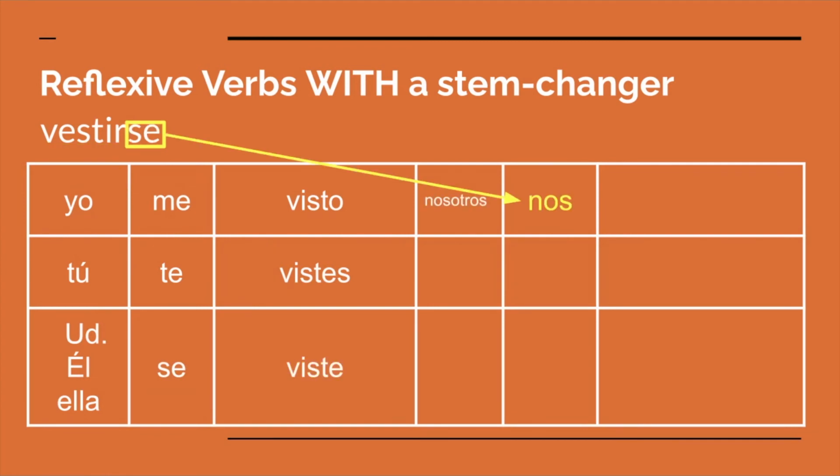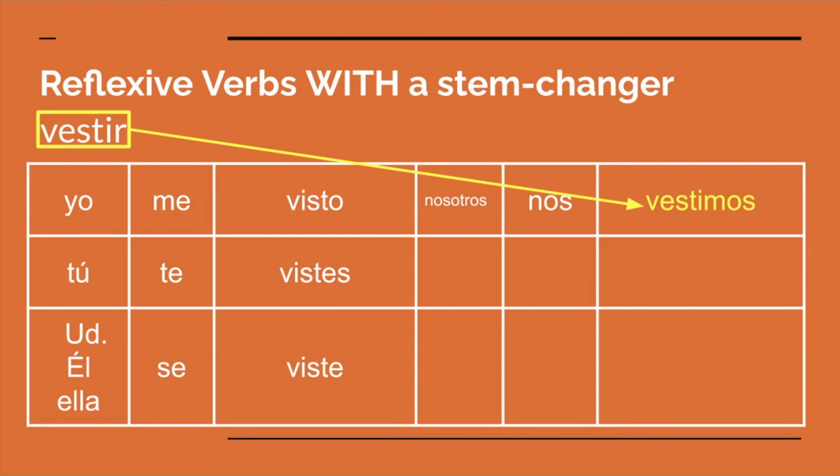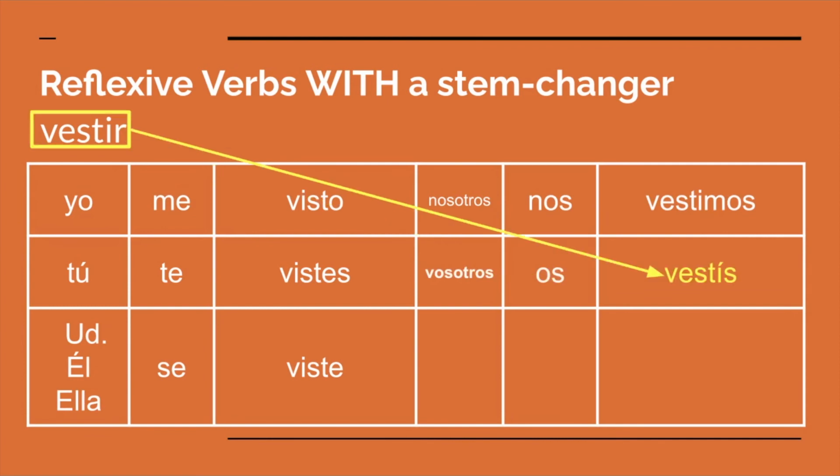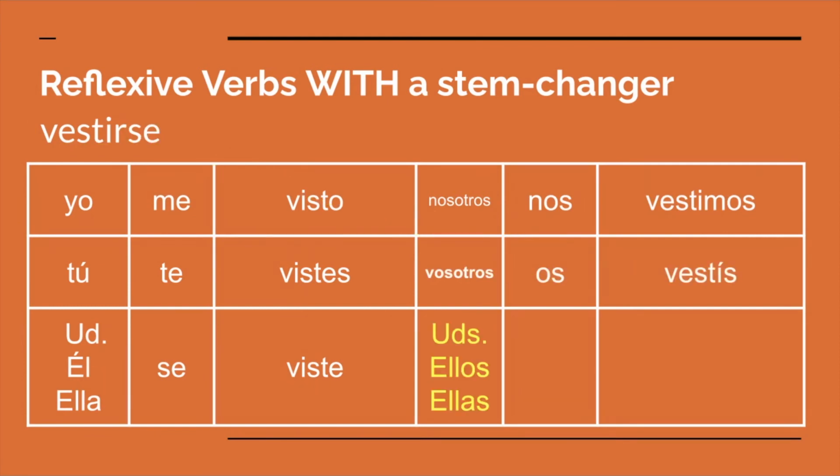Nosotros, nosotros nos vestimos. Vosotros, os vestís. And then we have vestirse. Ustedes, ellos, ellas, se visten. So that's that boot that you guys might have heard about. So it follows that pattern there. We don't do the stem change right here in the first person plural, and we don't do it in the second person plural.